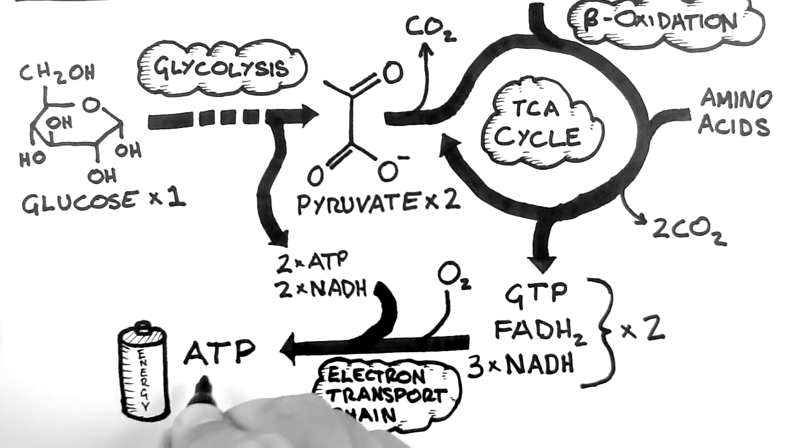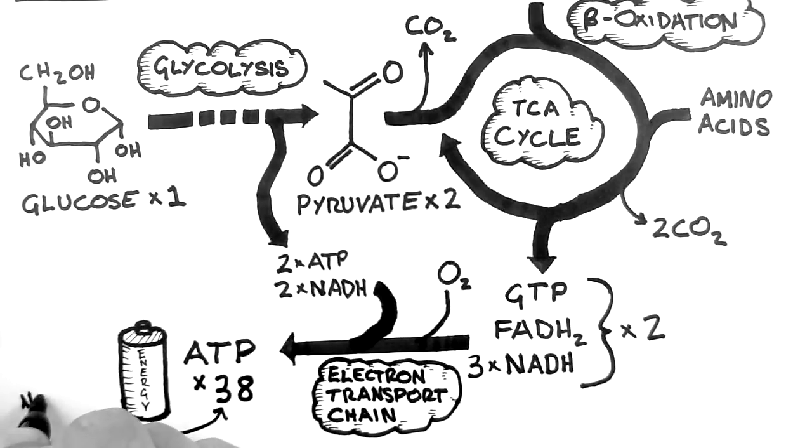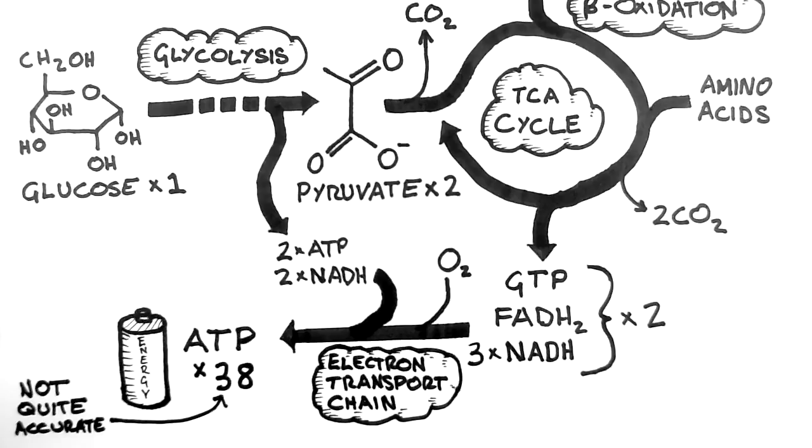All in all, one molecule of glucose can create a maximum of 38 ATP. However, this is not really an accurate number, as some of the energy is used moving all these molecules into different parts of the cell, so the actual number depends on how you decide to count the ATP.